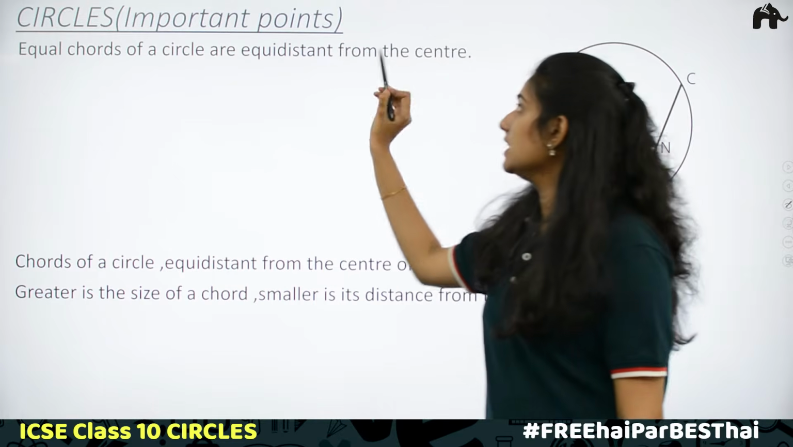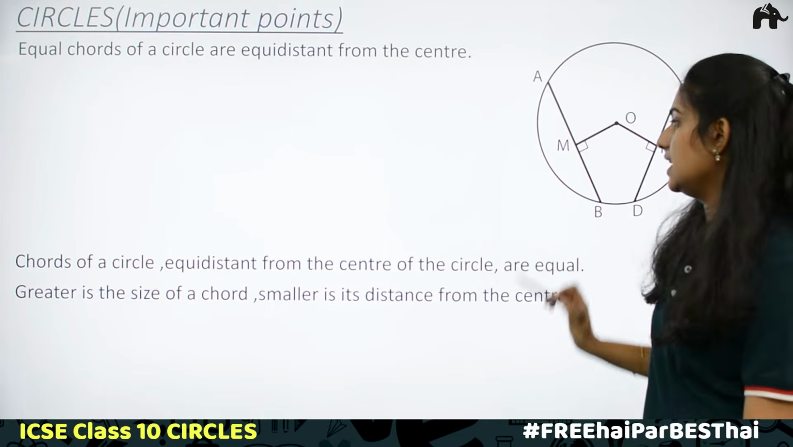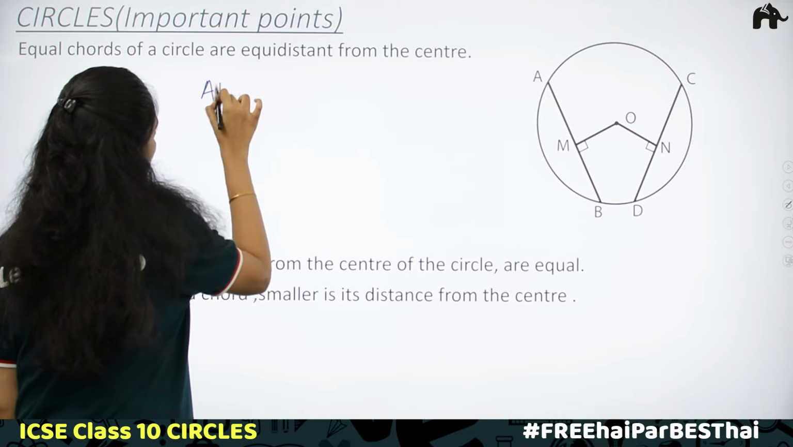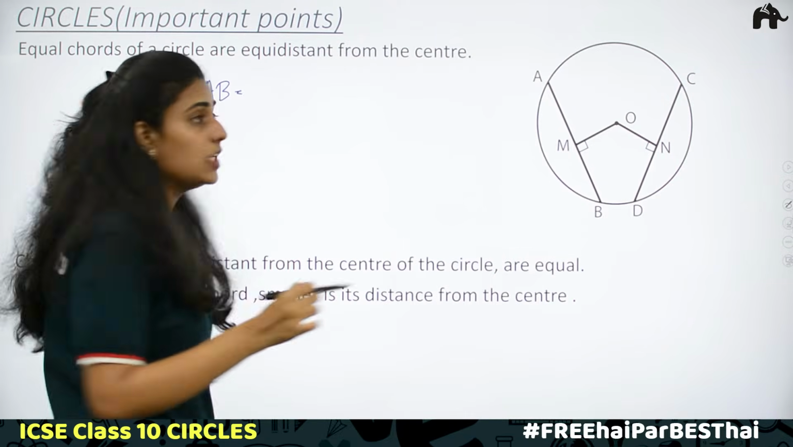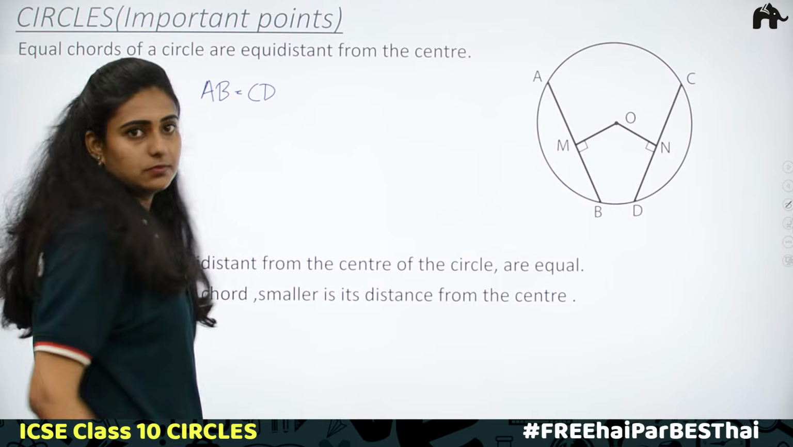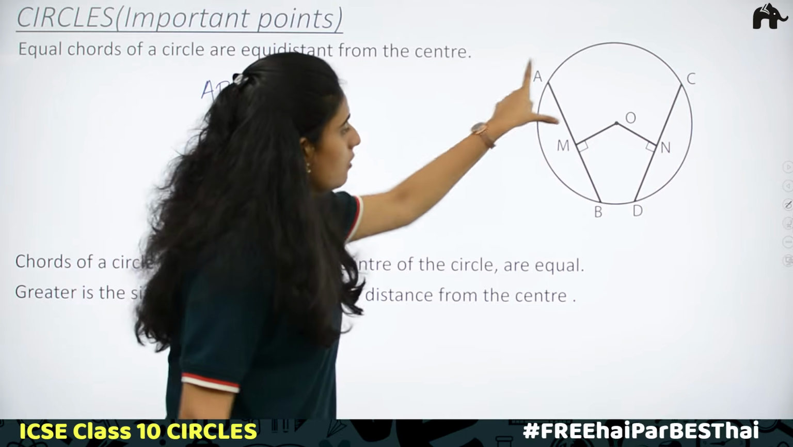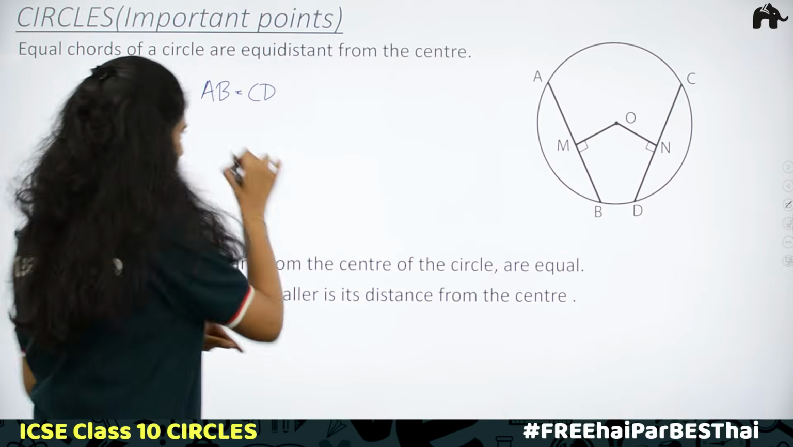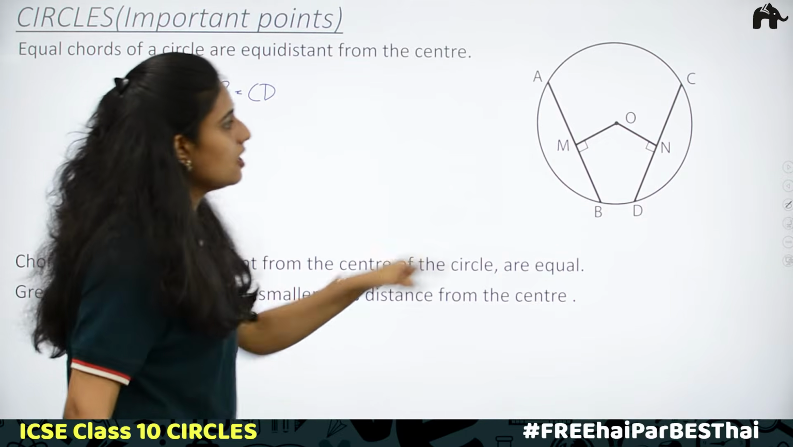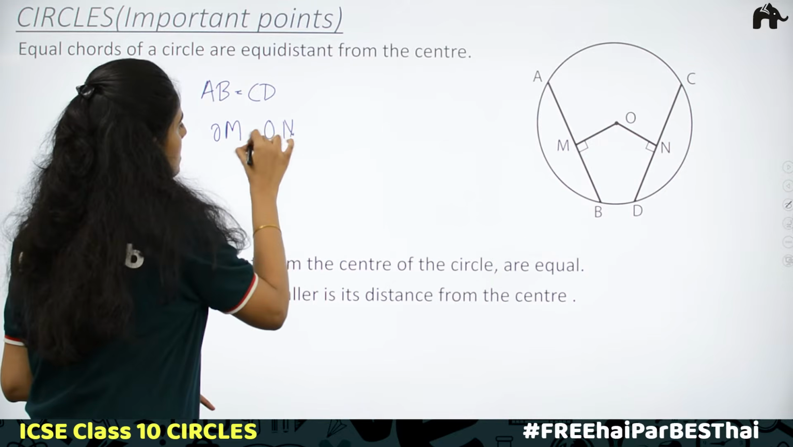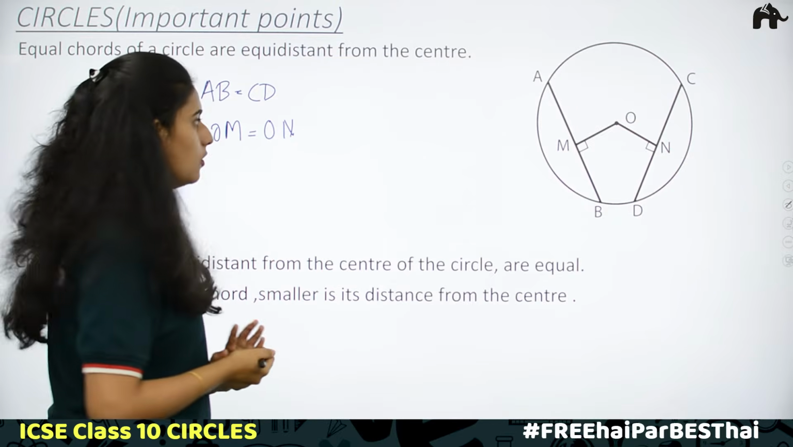Next point: equal chords of a circle are equidistant from the center. Here we have two chords AB and CD. They are equal chords, which means the length of AB will be equal to the length of CD. They are equidistant from the center. The distance of AB from the center is OM and the distance of CD from the center is ON. Equidistance means OM will be equal to ON.